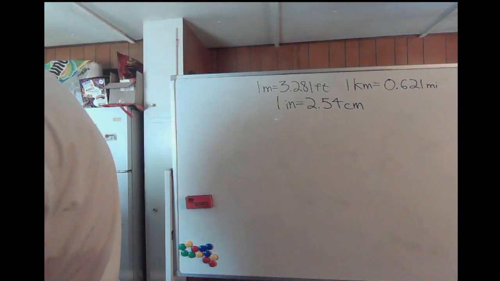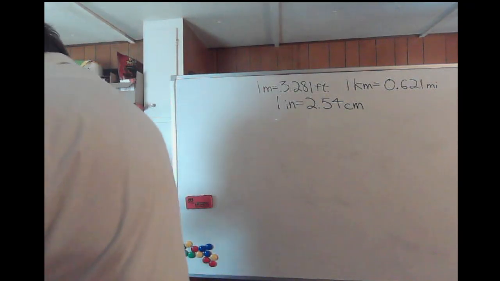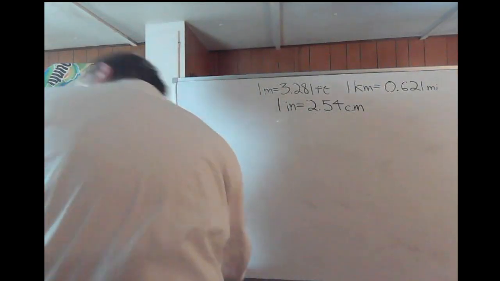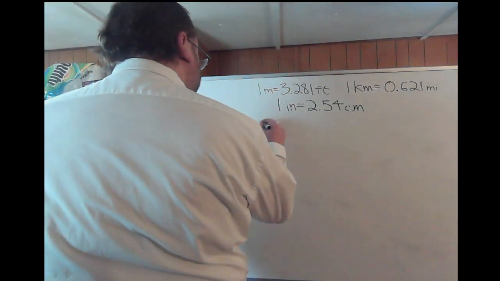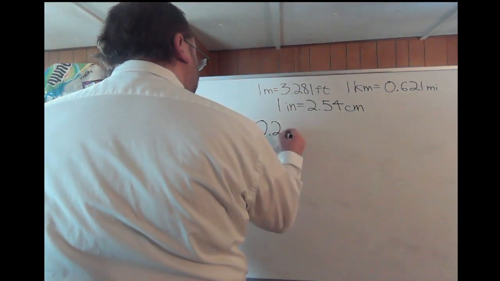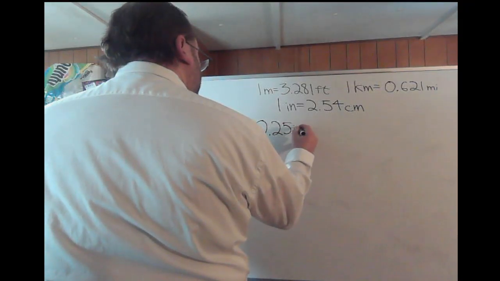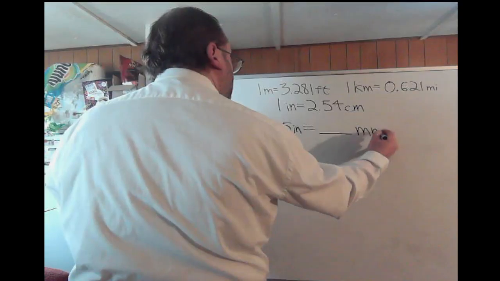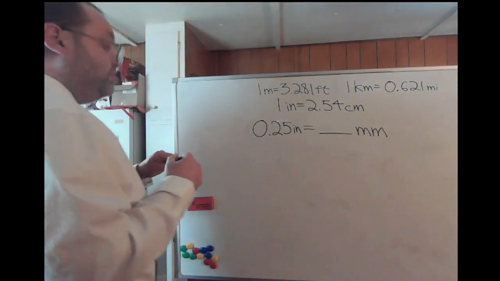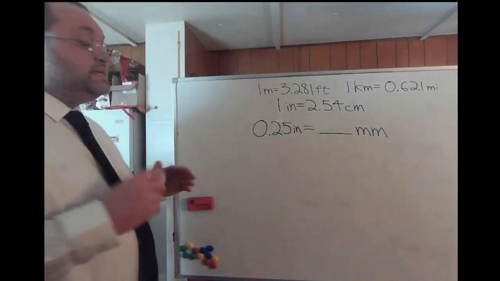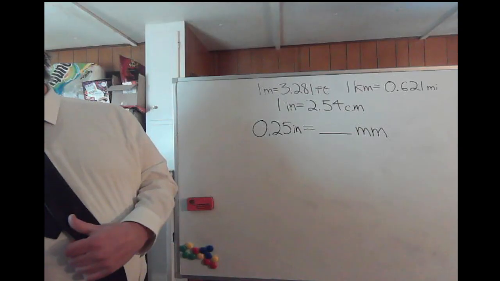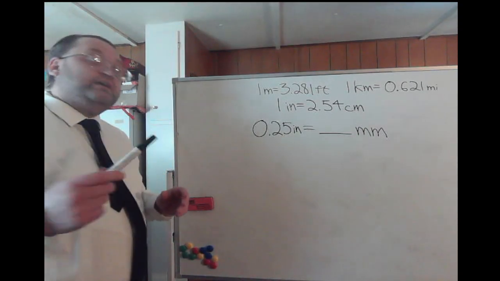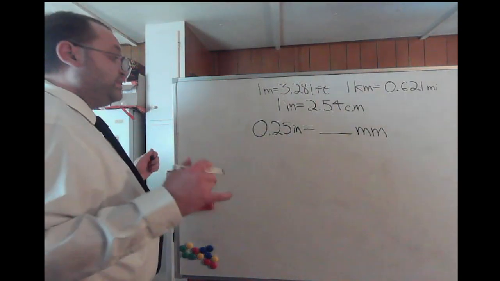Alright. Let's see here. Let's do a good one here. What about 0.25 inches is equal to how many millimeters? Well, 0.25 inches happens to be the thickness of an eraser on a pencil. We want to convert that to millimeters.